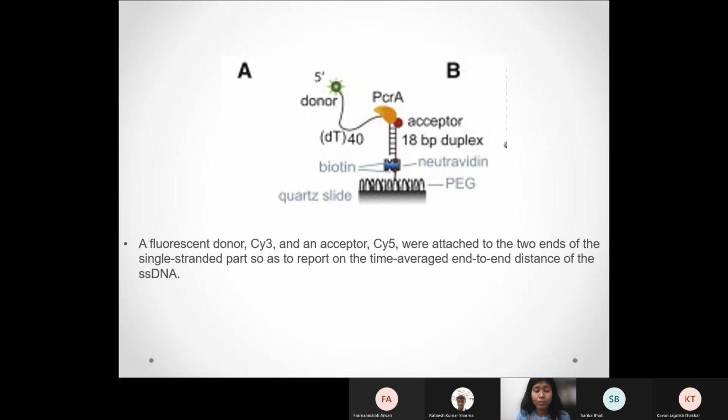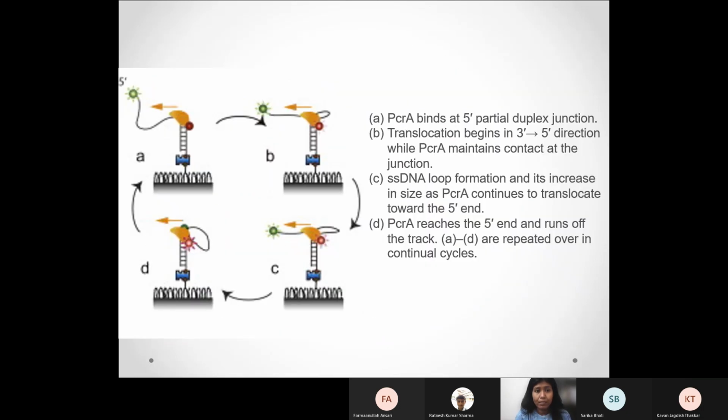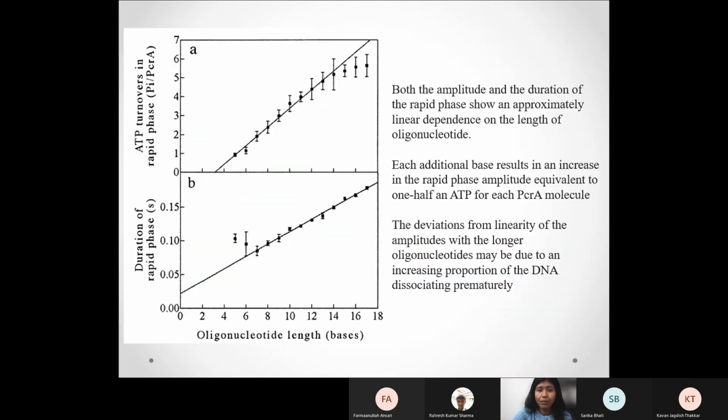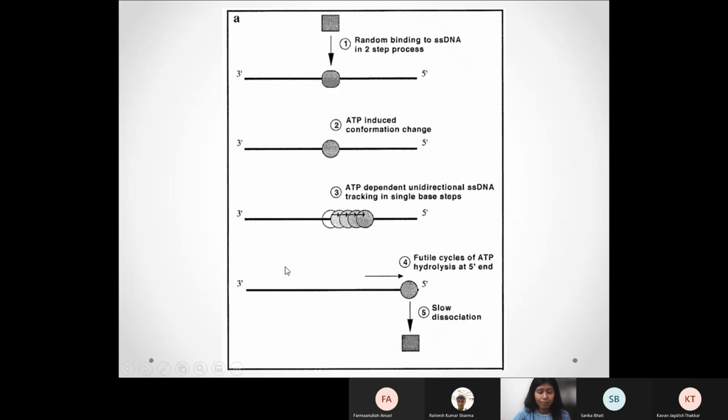If they are known FRET pairs, then what is it that we expect? We expect that, okay, this image will let you explain this. So what we expect is as the PCRA moves towards the 5' end, it could loop the DNA through it. हमने यहाँ previously जो ये image देखा था, यहाँ पे हमें दिखाया गया था कि ये straight away यहाँ से move करता जा रहा है.